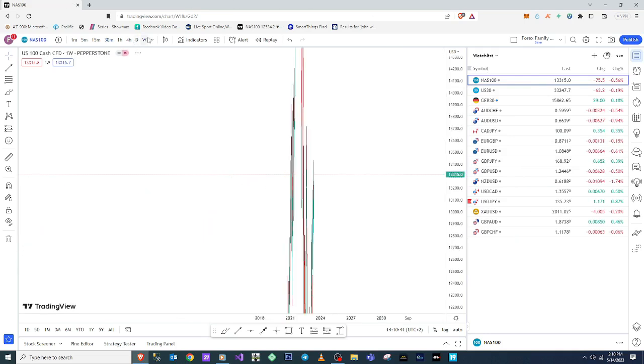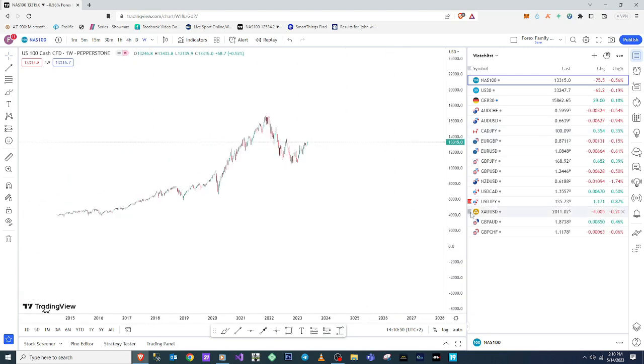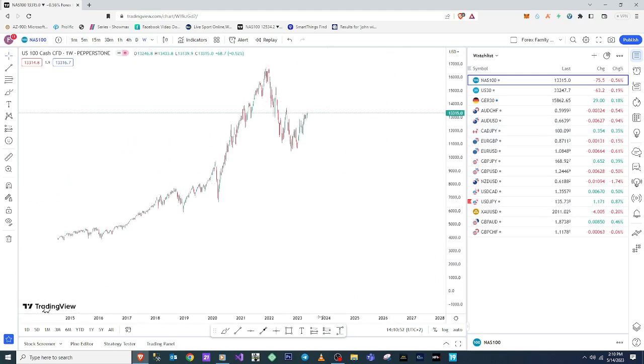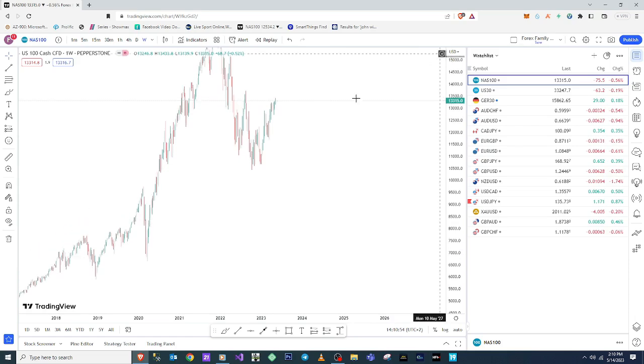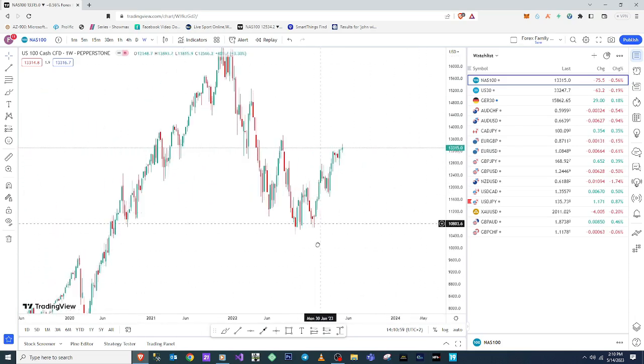So I'm going to go to the higher time frame, which is our weekly time frame. So our weekly time frame on NASDAQ, what is it showing us? Guys, as you know, whatever we did on USDJPY is what we need to do on NASDAQ.